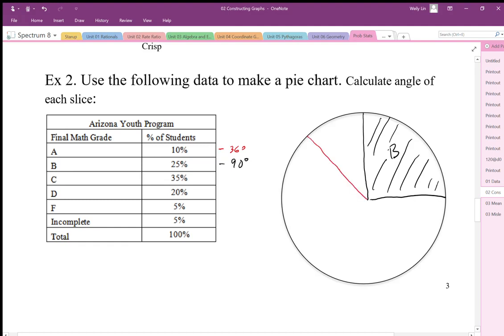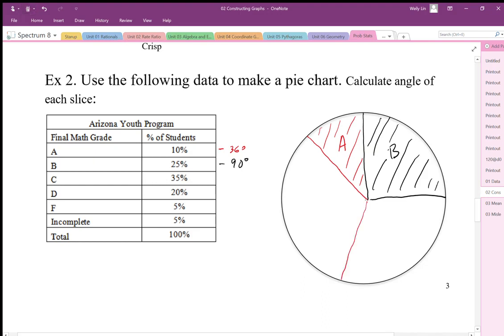Now, I'm not going to measure it exactly, but I know that 45 is half of the 90. So that's a little bit less than half. Okay, so we have 35%. 35% of 360 degrees, we're looking at 126 degrees. So let's see here. 126 degrees is probably right about here.